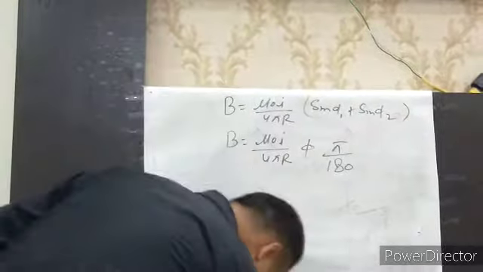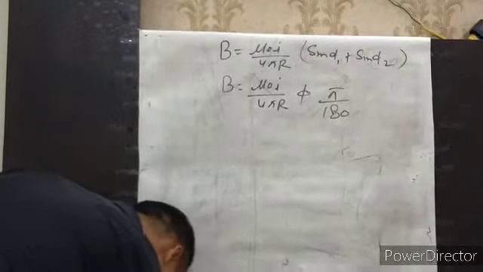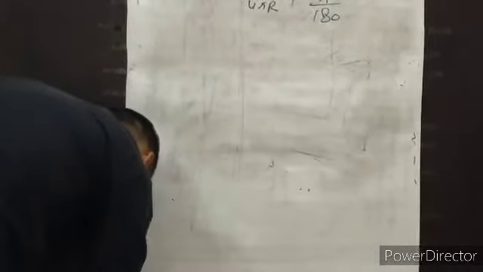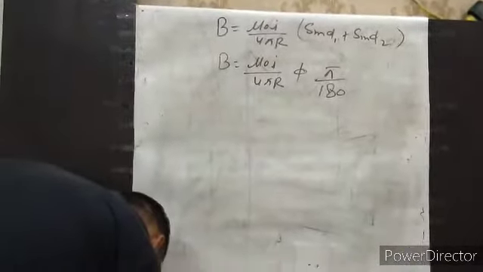Clear? I am showing numericals from the book. I am solving it for you. What is the formula for the arc? B is equal to mu naught I by 4 pi r into phi, pi upon 180. Okay. Now I have this question.